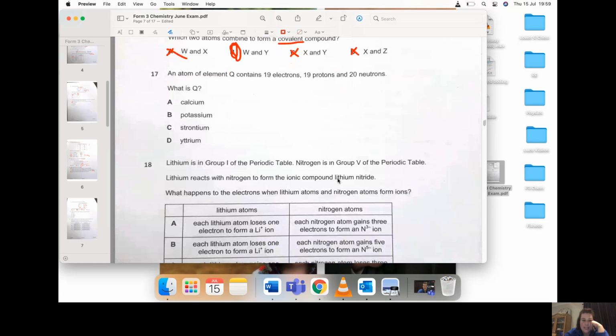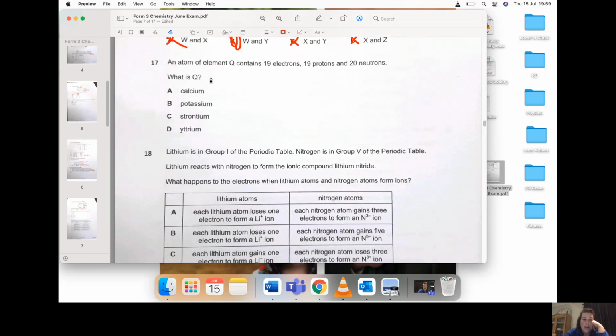Okay, question 17. An atom of element Q consists of 19 electrons, 19 protons, and 20 neutrons. What is Q? The easiest thing to do is look at the protons, 19. Go to your periodic table. What has 19 protons? It is strontium. And this one should not have been hard. You've got your number of protons. They've told you 19. Only strontium has 19 protons.